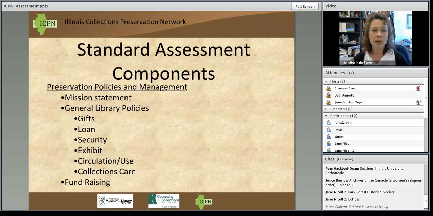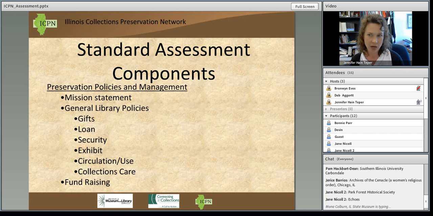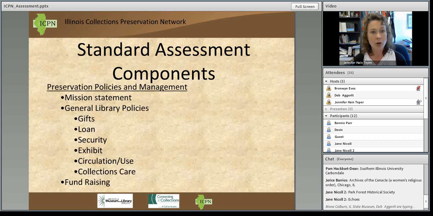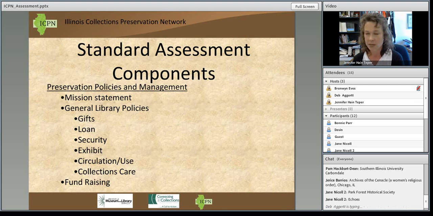Preservation policies and management. This gets into a much bigger picture, but looking at your entire institution, all of these different policies can influence preservation in one way or another. So does your mission statement say preservation? Ours does not. Ours says permanent access, but it does not actually say preservation, and I wish I could change that. It's really good to get preservation into your mission statement if you can, because it makes preservation planning a little bit easier in some ways to be able to cite back to the mission of your institution.